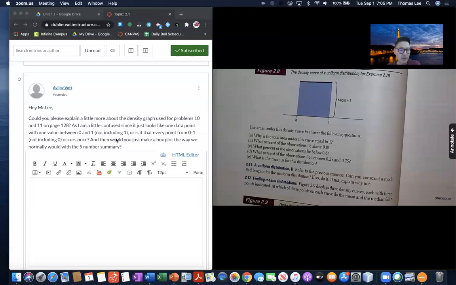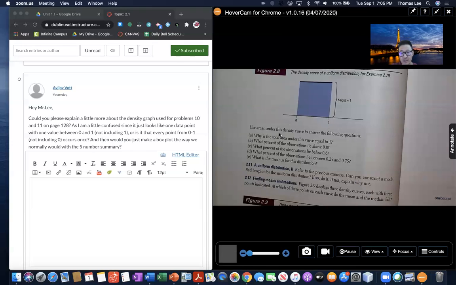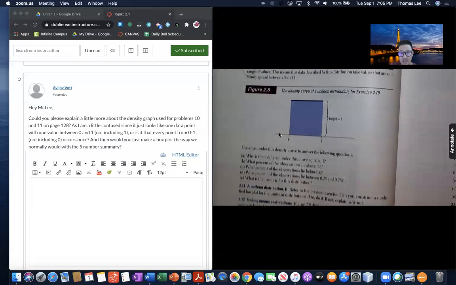So this question in the discussion board says, and then would you just make a box plot the way we normally would with a 5-number summary? So let me go ahead and show you what the book looks like. So here is the textbook. This is page 128, and this is exercises 10 and 11.